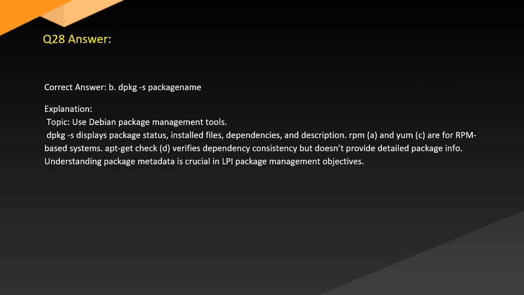Correct answer: B. dpkg -s package-name. Explanation. Topic: Use Debian package management. dpkg -s displays package status, installed files, dependencies, and description. rpm, A, and yum, C, are for RPM-based systems. apt-get check, D, verifies dependency consistency but doesn't provide detailed package info. Understanding package metadata is crucial in LPI package management objectives.